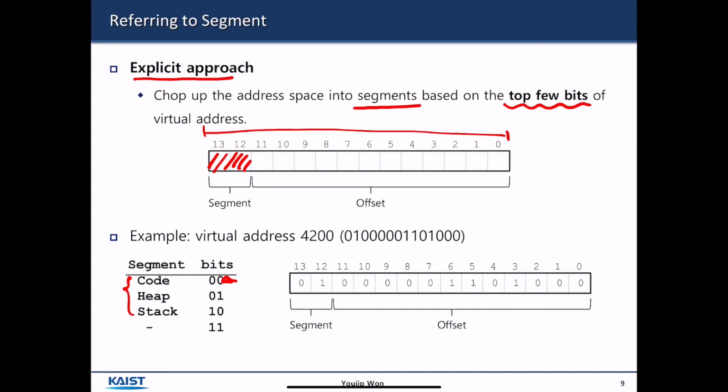To save more address space, because code and heap can be coalesced together, in this system they can allocate code plus heap as a single segment, and then stack as another segment. Then they can use only 1 bit for the segment identifier, and use 13 bits for the offset.